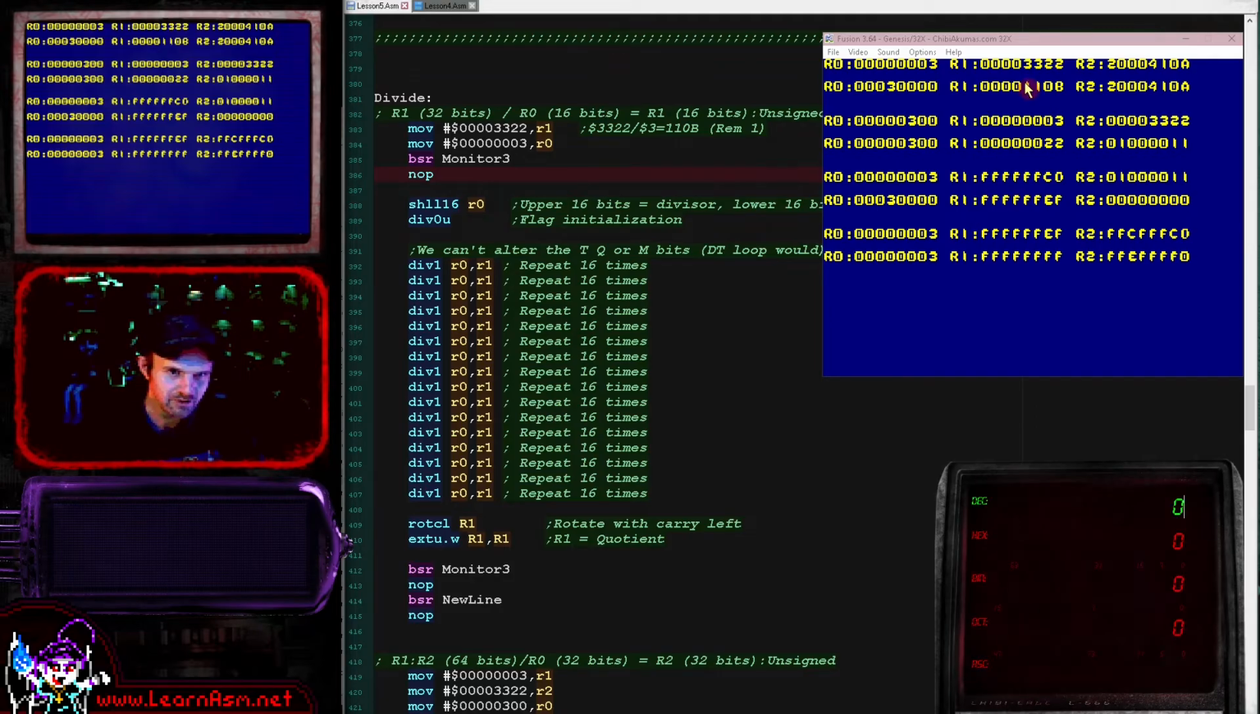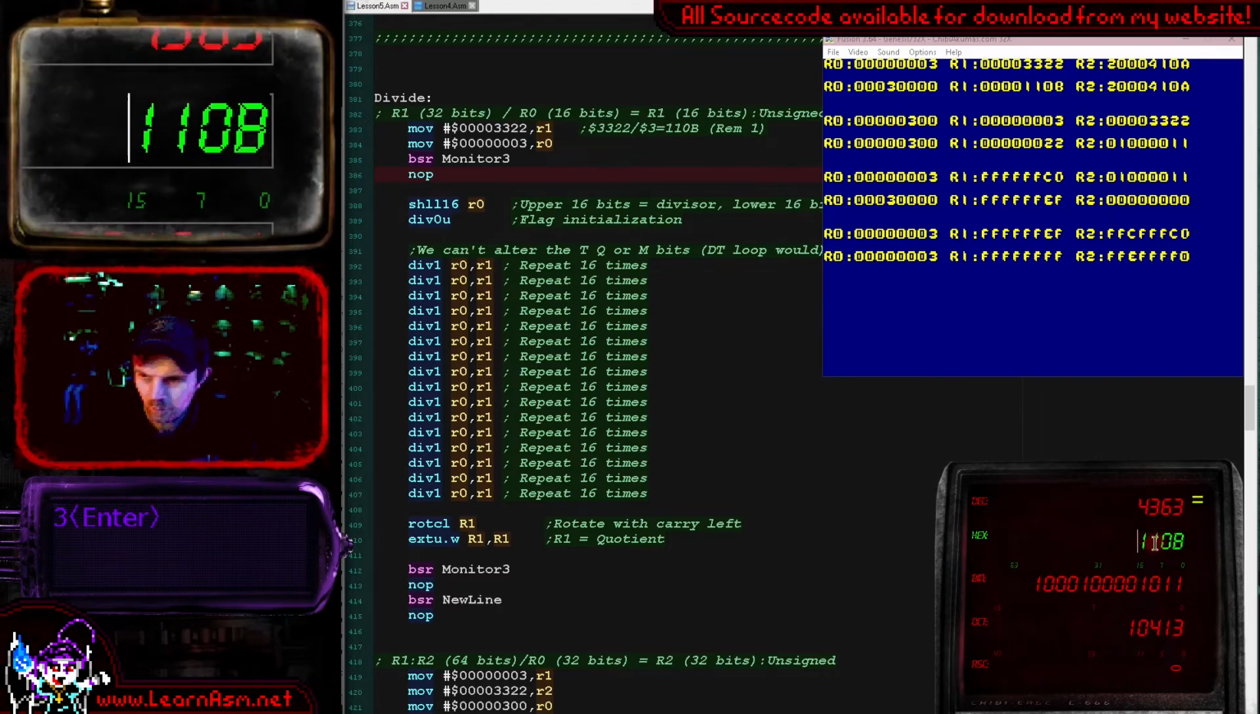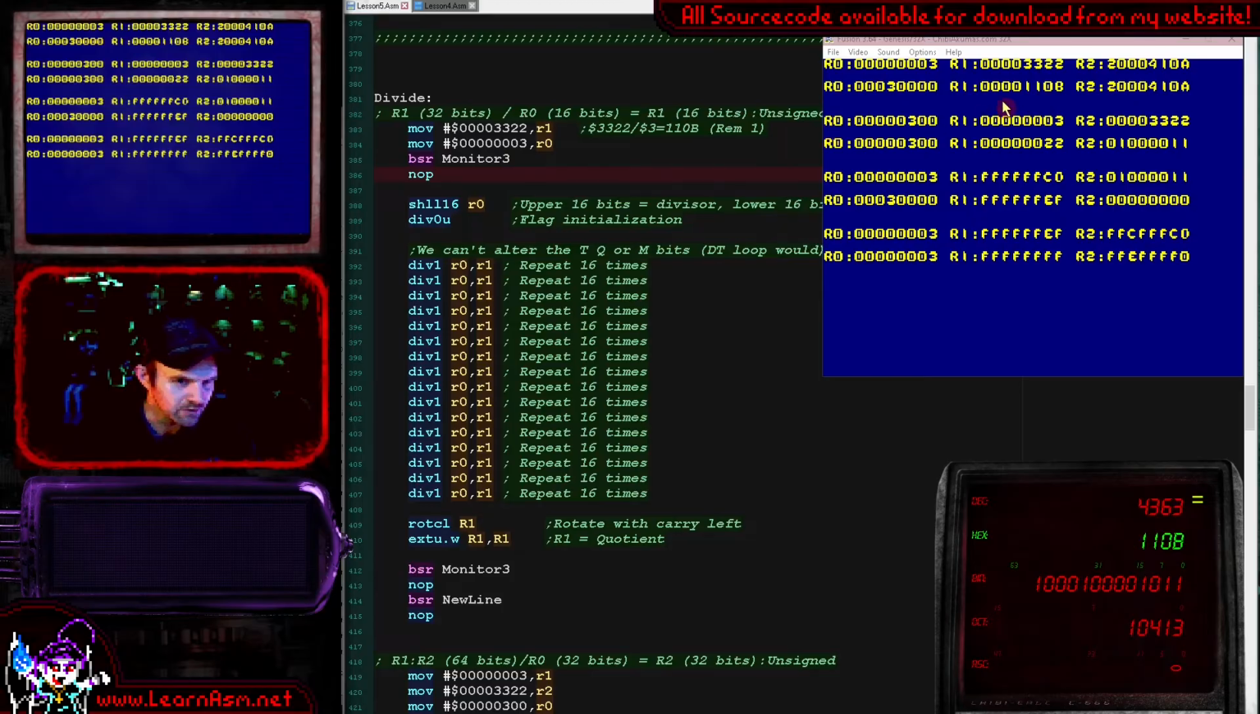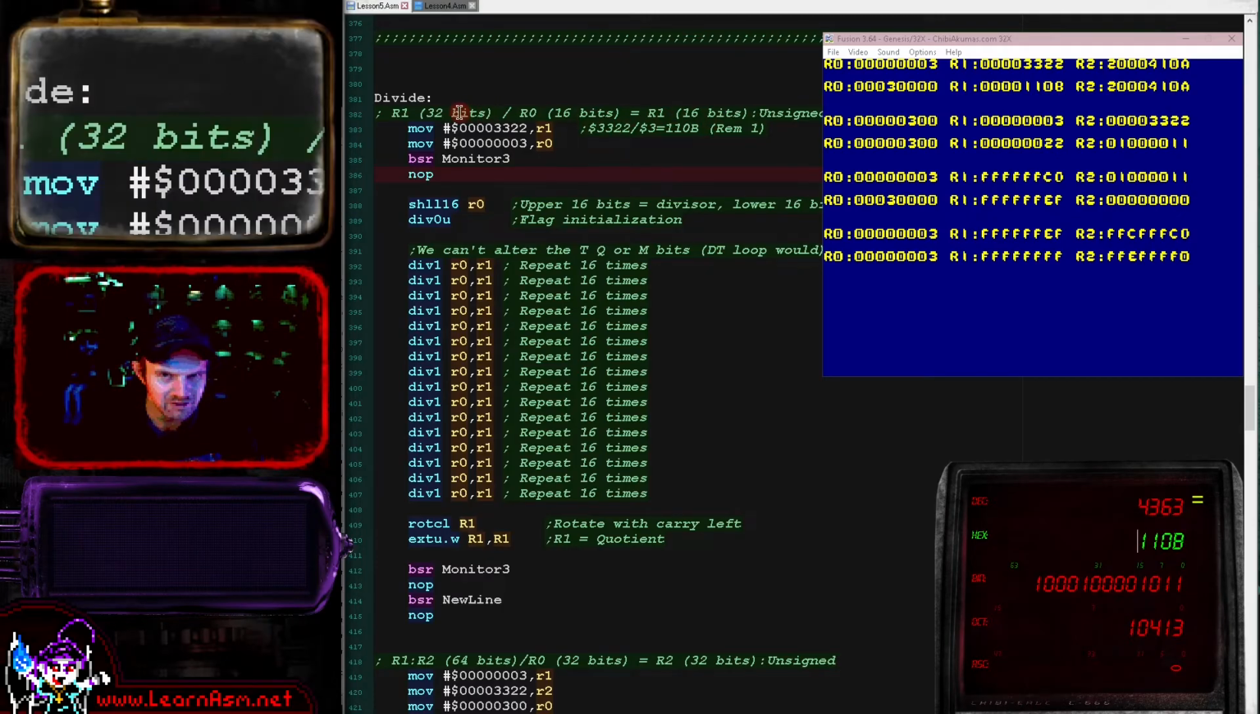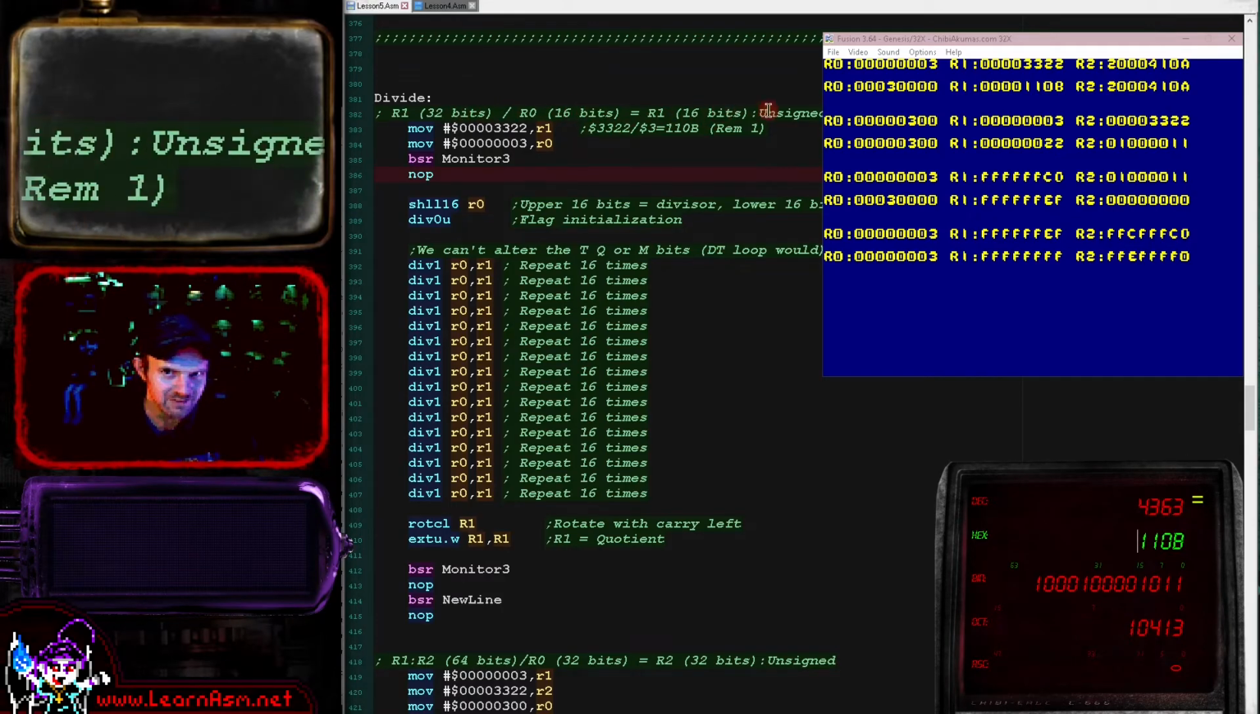If I just get the calculator up here and we do the value 3322 divided by 3, we should get the value 110b. And you can see here we've got the value 110b. So that does seem to have worked. Now that's dividing a 32-bit value by a 16-bit value and getting a 16-bit result.